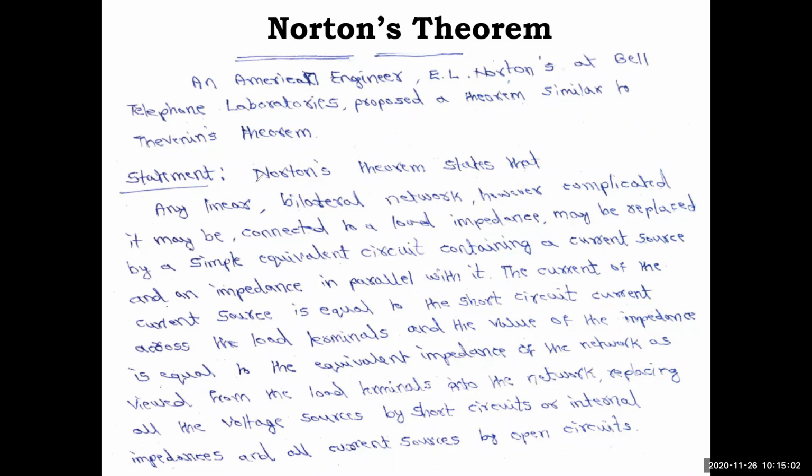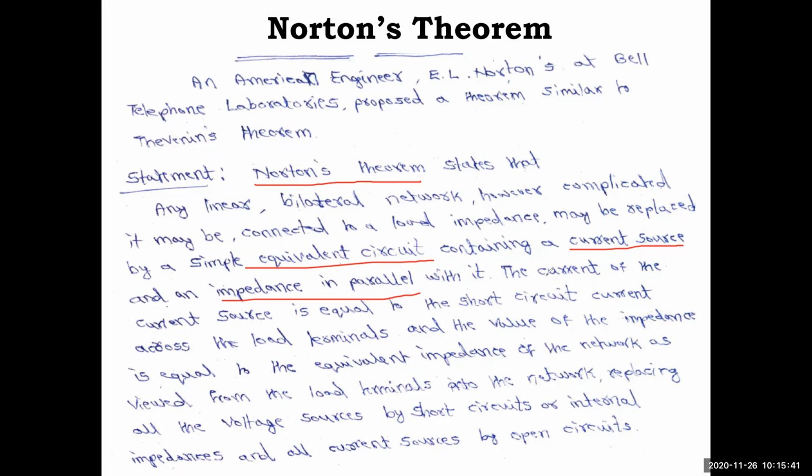What does it say? The statement comes the same way as Thevenin's theorem. Any linear bilateral network, however complicated it may be, connected to a load impedance, may be replaced by a simple equivalent circuit containing a current source. In Thevenin's it was a voltage source in series; now it is a current source and an impedance in parallel with it. So this is the difference. In Thevenin's theorem there was an equivalent circuit containing a voltage source and an impedance in series with it. Now it is a current source and an impedance in parallel with it. So any complicated circuit can be reduced to this form.